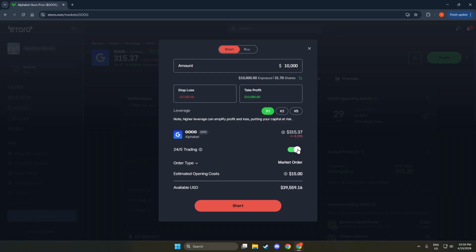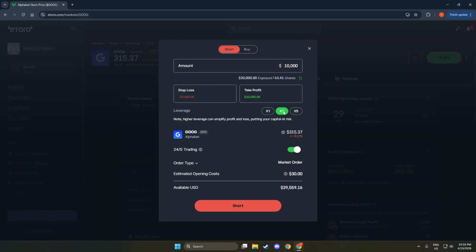If leverage is available for this stock, choose the multiplier carefully. Higher leverage magnifies both gains and losses and can increase overnight financing costs. Using lower leverage reduces risk and carrying costs, especially if you plan to hold the position for more than a day.